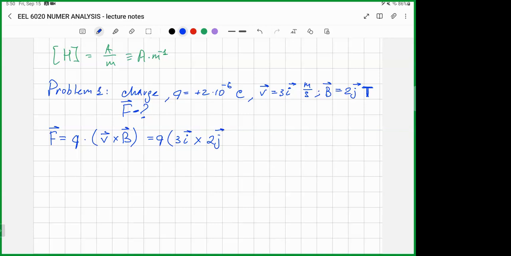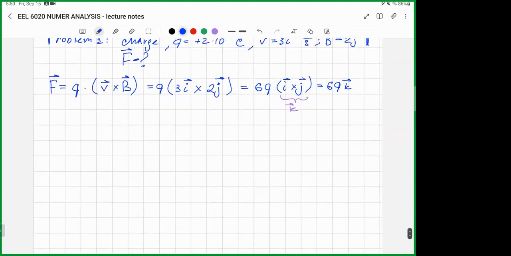i and j are orthogonal, so their vector product in absolute value is equal to 1, and the direction is orthogonal to i and j, so it's the k vector, right? So 3 times 2 is 6, 6 times q, and here we have i cross j, which is equal to the k vector, the unit vector along the z direction. So the result is 6qk. In this particular case, the Lorentz force points in the z direction.